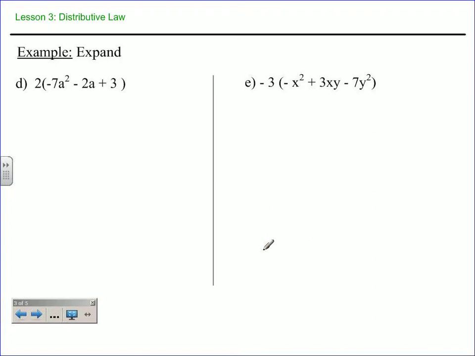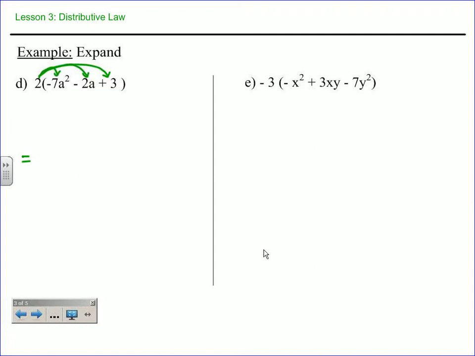So you've got 2 times negative 7a squared minus 2a plus 3. So that 2 that's in front is going to distribute to all of the terms that are inside the brackets there, meaning it's going to multiply with all of those. For this question, let's try to jump straight to the step where they've been multiplied together without showing the in-between step, and then I'll go back and show it in case you needed it.